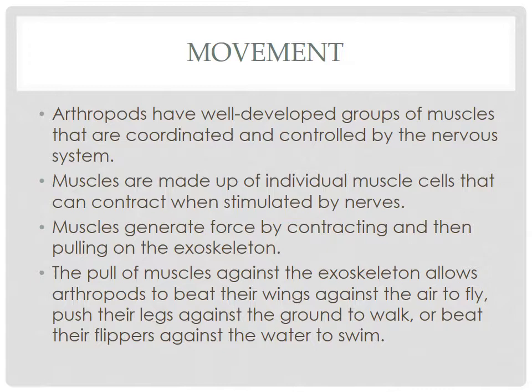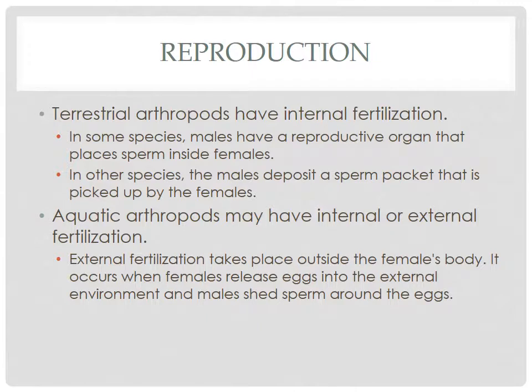Pulls on the muscle against the exoskeleton allow the arthropod to beat their wings to fly in the air, to push their legs against the ground to walk, or to beat their flippers against the water to swim. All right. So reproduction.